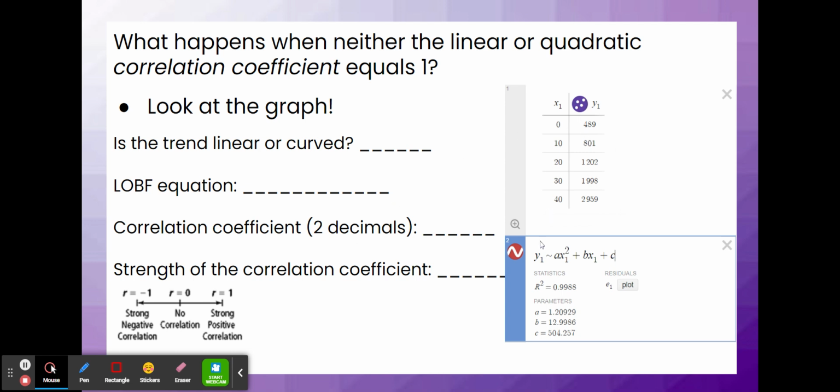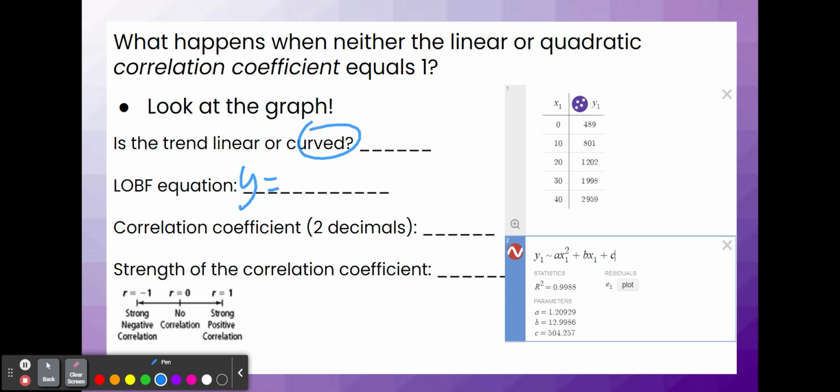So put in the table. I ran the regression with a formula, so I can go ahead and identify A, B, and C and my correlation coefficient. First question: is it curved? Yes, it was curved. And what is my equation?